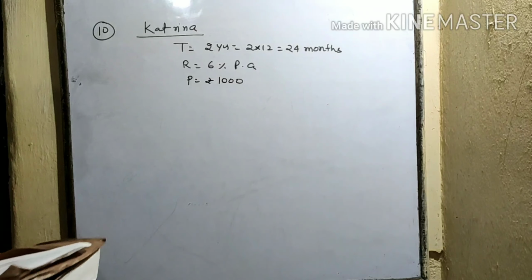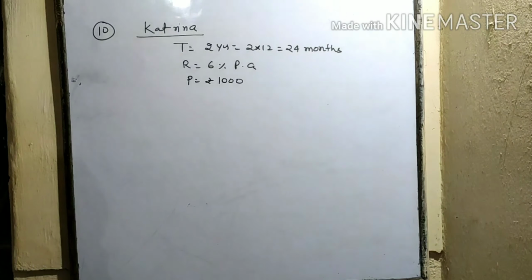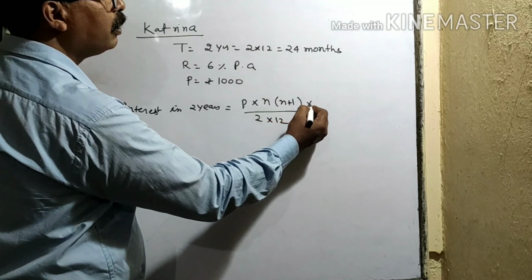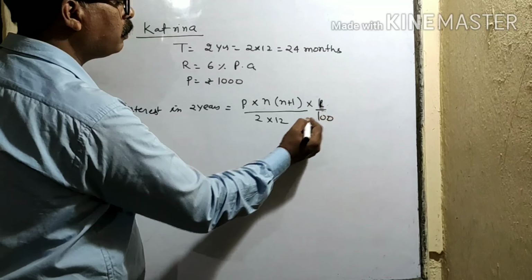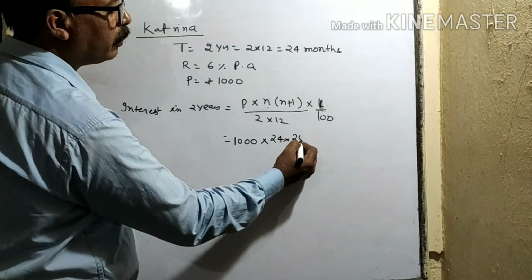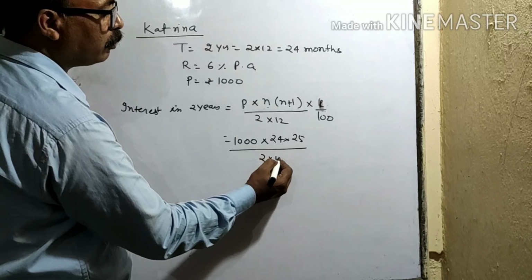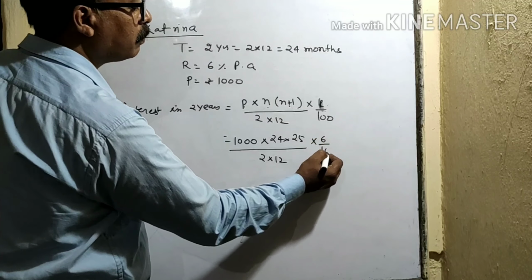Question is, find her interest earned in 2 years. Interest is equal to P into n into n plus 1 by 2 into 12 into rate of interest by 100. So principal is 1000 into n is 24, 24 plus 1 is 25 by 2 into 12, and rate of interest is given 6 by 100.